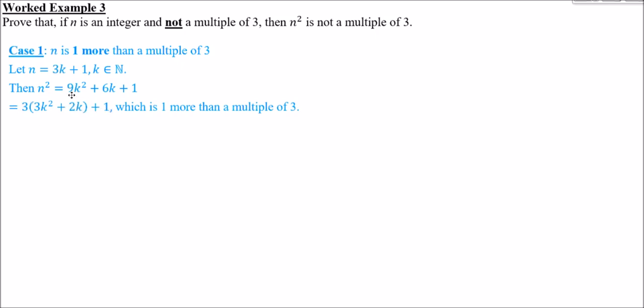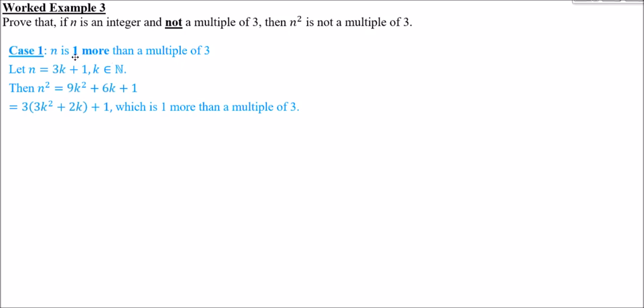This is clearly a multiple of 3, but the plus 1 means it's going to be 1 more than a multiple of 3. So therefore, if n is 1 more than a multiple of 3, n squared is 1 more than a multiple of 3 too. In other words, if n is 1 more than a multiple of 3, a non-multiple of 3, then n squared is not a multiple of 3. So we've proven it only for when n is 1 more than a multiple of 3.